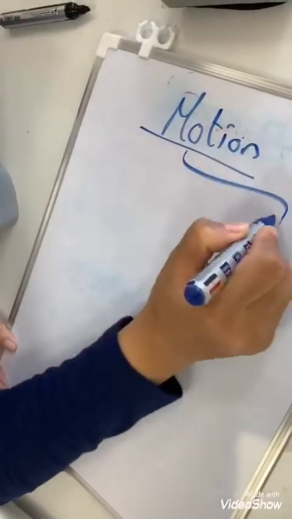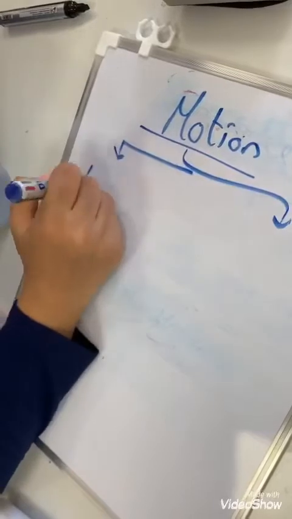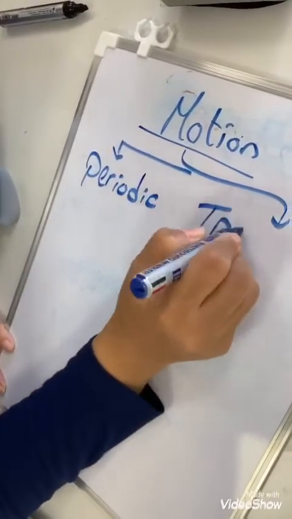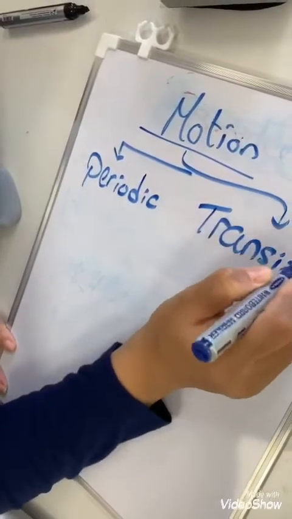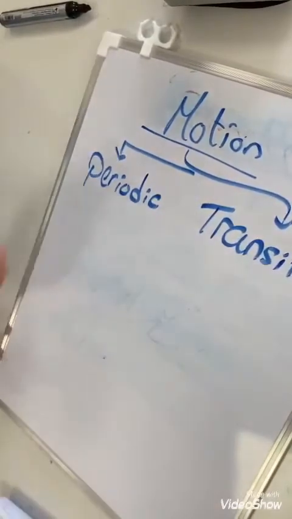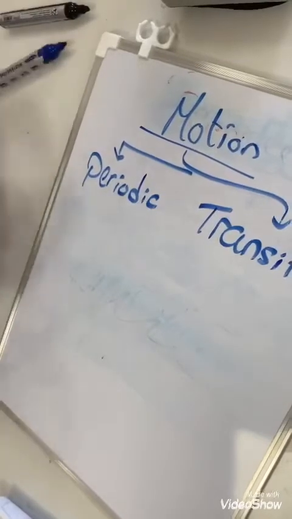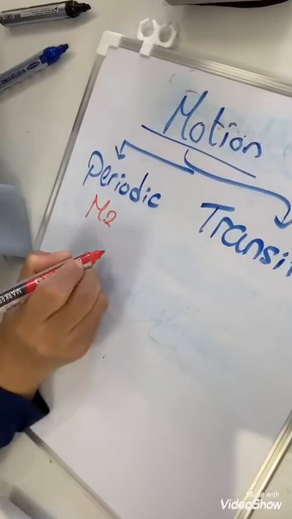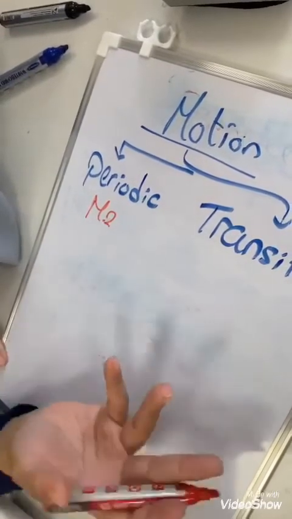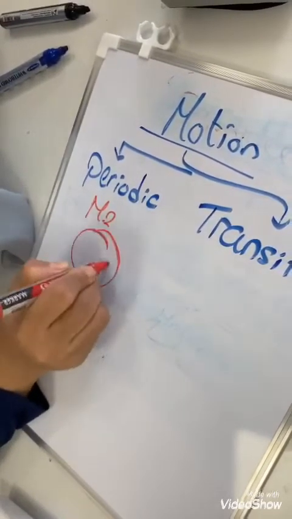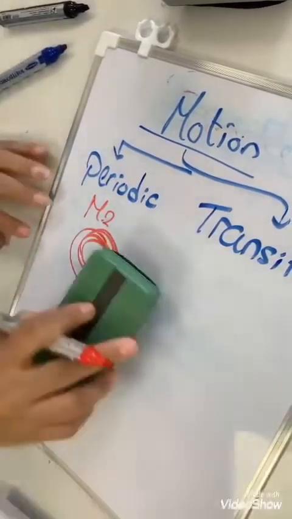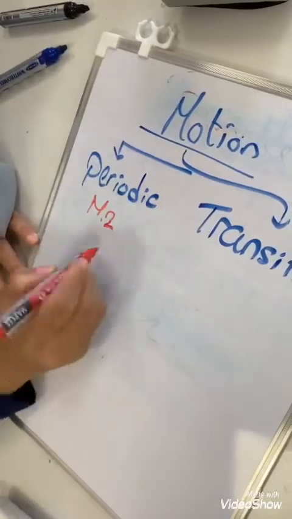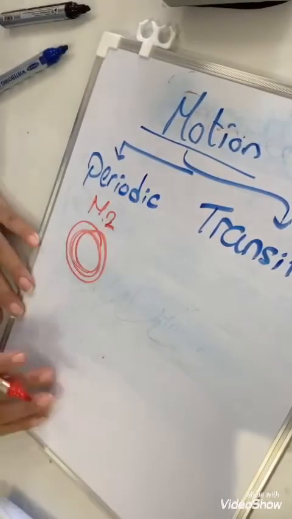I have 2 types of motion. First, periodic motion. Second, transitional motion. Do you remember periodic motion? We studied periodic motion in middle 2. You remember, like the motion of a fan. A fan just moves in a circle. This is called periodic motion. Okay?